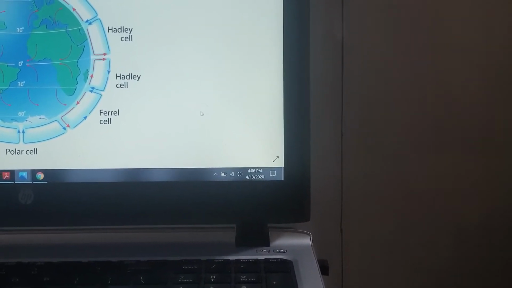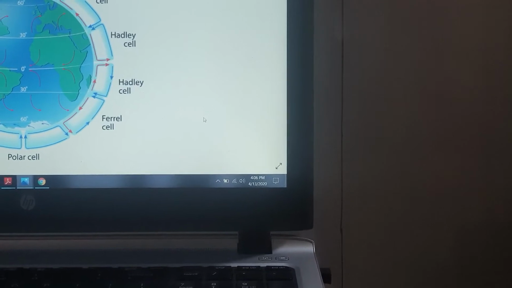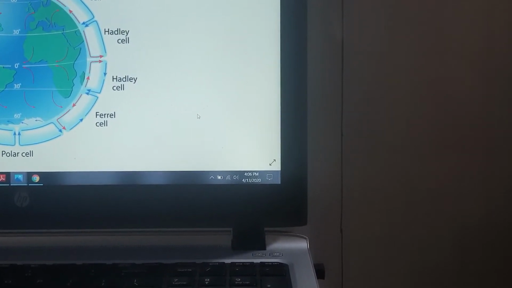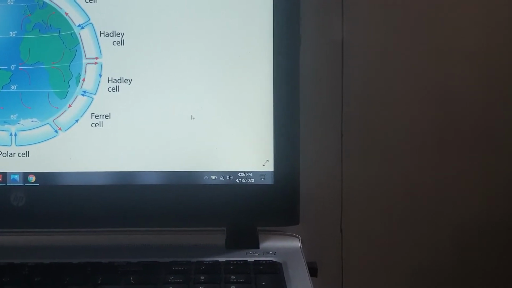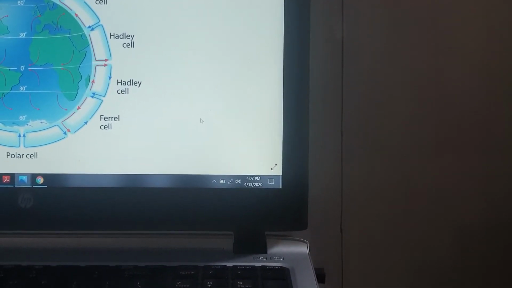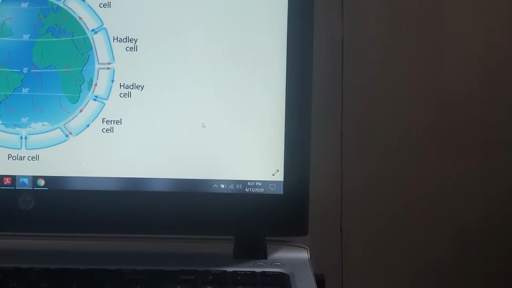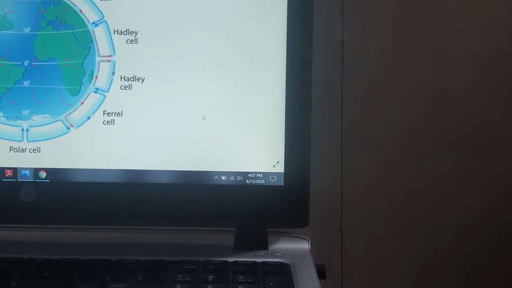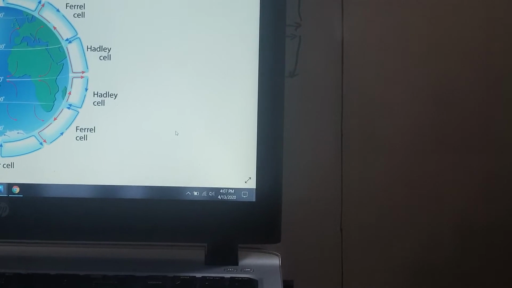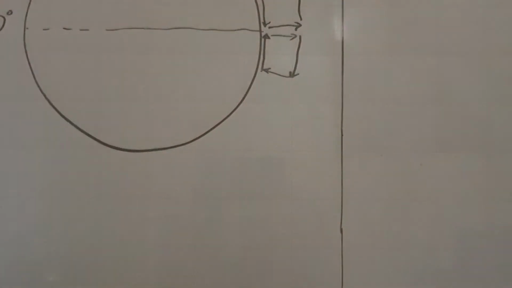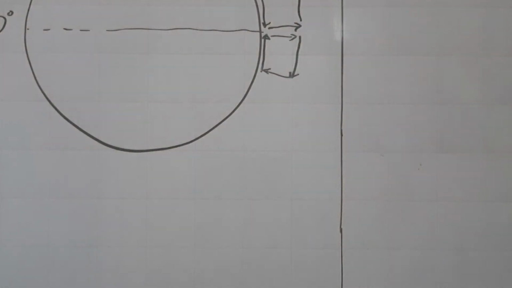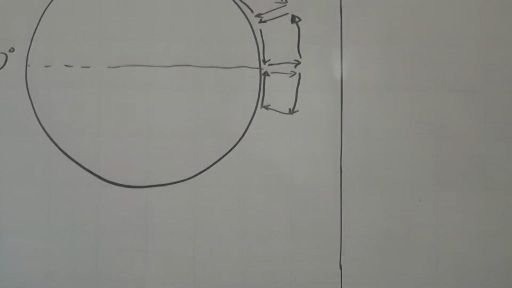So you have those two Hadley cells, and then from around 30 degrees to 60 degrees north or south, we have what we call the Ferrel cell, and then we have the polar cells. Those are the types of cells we have in the global atmospheric circulation. We'll use that in our analysis of the pressure systems. Now that you have seen that, I think now you know.